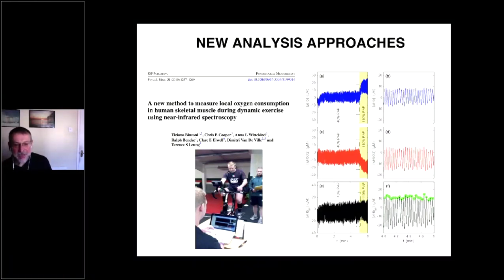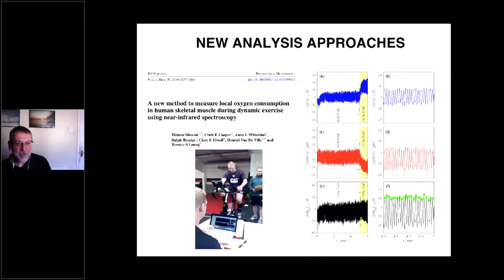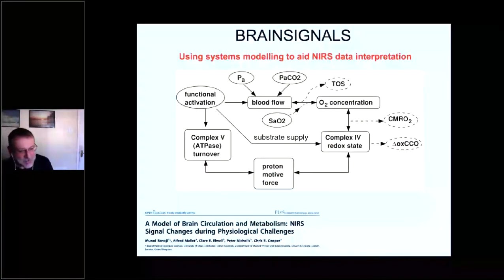So on the group data, we lumped all the data together and we could get a reasonable, sensible oxygen consumption measurement. We couldn't get it to work for an individual. So I think it was a good idea, but in the end, it didn't work.